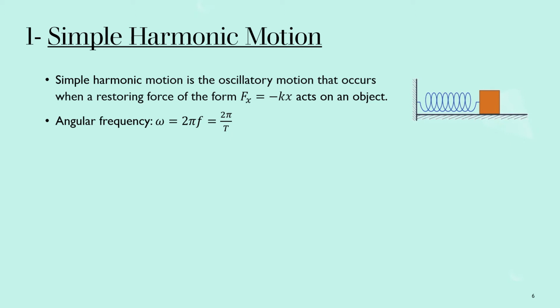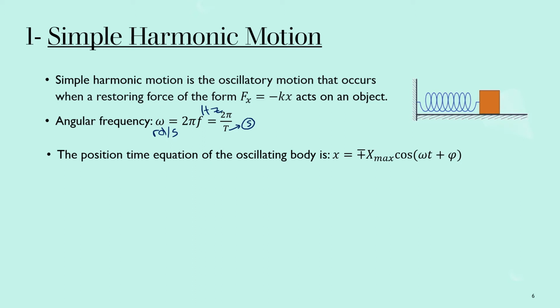Angular frequency is given by omega, which is 2 pi f. F is frequency, and that also equals 2 pi over T, which is the period. Remember that the period should be expressed in seconds, while frequency should be expressed in hertz. On the other hand, omega is in radians per second.